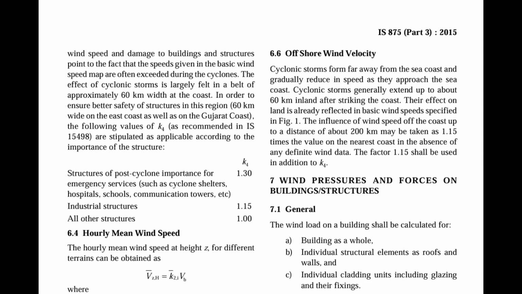In India, East Coast region is most vulnerable to cyclones, and in West Coast, Gujarat is more vulnerable to cyclones. So to ensure the better safety of structures in that region, in and around 60 kilometer width at that coast, the following values of K4 can be considered. Emergency services such as cyclone shelter, hospital, schools and communication towers 1.3, and for industrial structure it is 1.15. For all other structure it is 1. So these values have to be taken as importance factor values for the cyclonic regions.